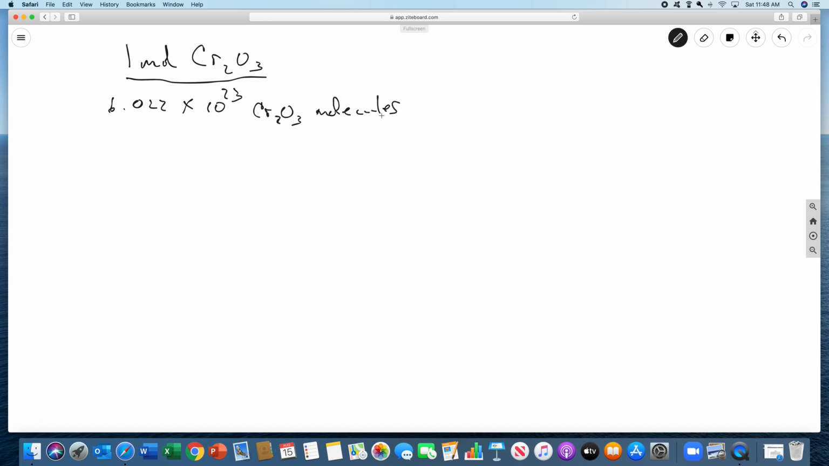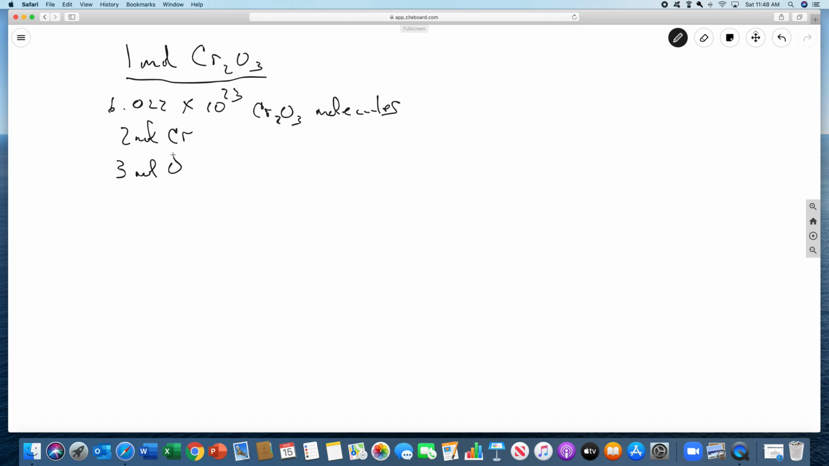Similarly, for a compound, if I have, let's say, 1 mole of, let's use, I don't know, Cr2O3. So using a formula, right, that means I have 6.022 times 10 to the 23rd Cr2O3 molecules. I also have 2 moles of Cr. I could use any of these ratios, 3 moles of O.